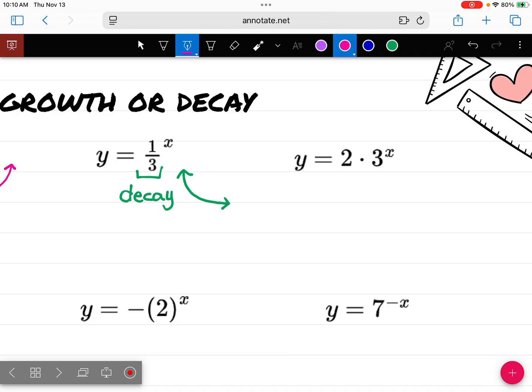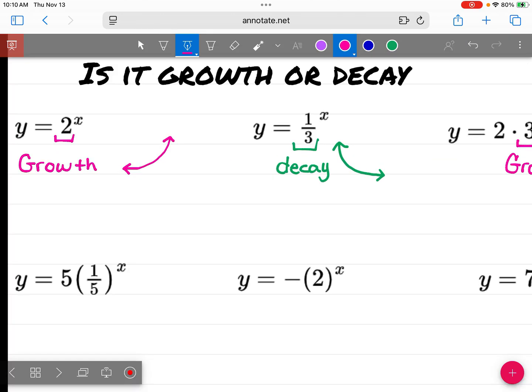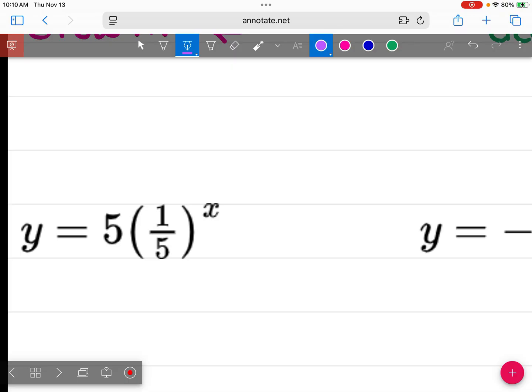What about this third one, 2 times 3 to the x? Growth. This guy right here is what we're looking at. 3 is bigger than 1, so this one is in fact growth. Bottom row. This one is decay. It is the 1/5 that makes that choice. It's smaller than 1, so that one is decay. Here's where they're going to start trying to trick you.